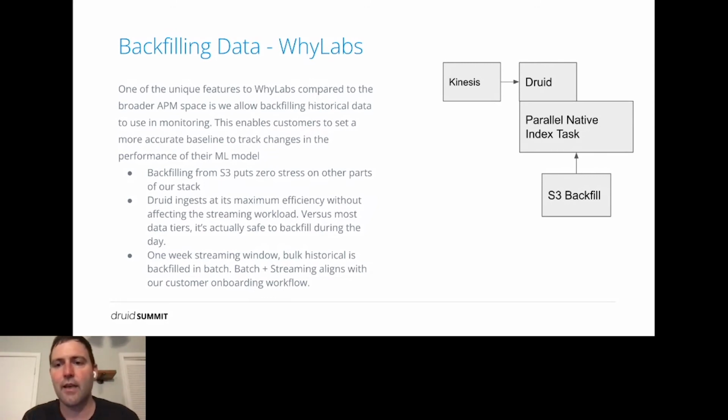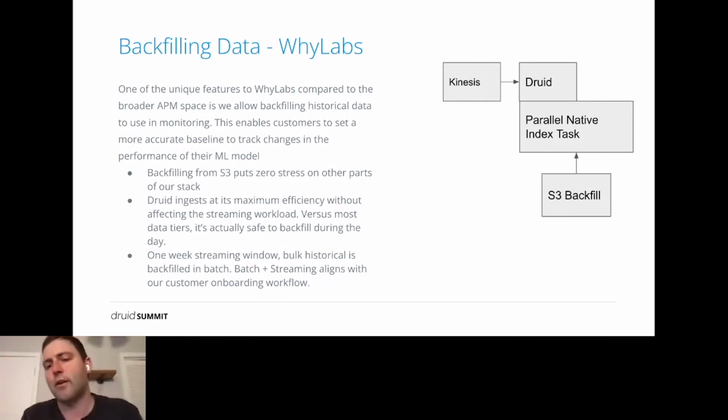historical data sets. So while we have streaming ingestion into Druid, we have about a 7-day window where we allow data to be streamed into Druid. However, when people need to backfill months to years worth of data, all of that data lands into S3, and we're ingesting it using the parallel native index task. Now, a lot of the things I like about how Druid does streaming ingestion carry over to the parallel native index task.